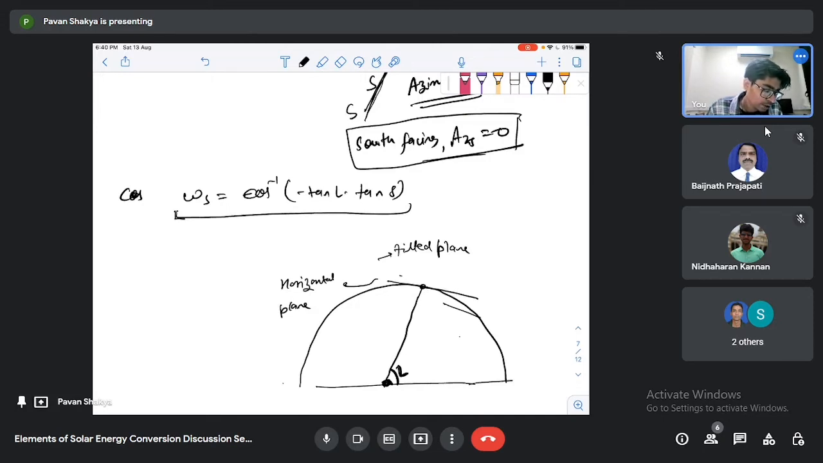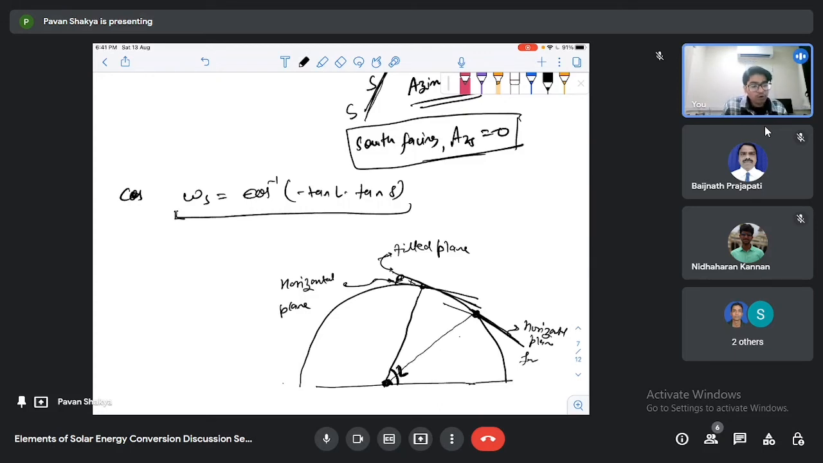This is the horizontal plane, and this is our tilted plane with the angle beta. Then we can find a location on this surface where this tilted plane will be the horizontal plane. Suppose we plot a parallel line, then we will find that this plane will be the horizontal plane for this particular position. Now we have to calculate what the location or the coordinate for this location will be.